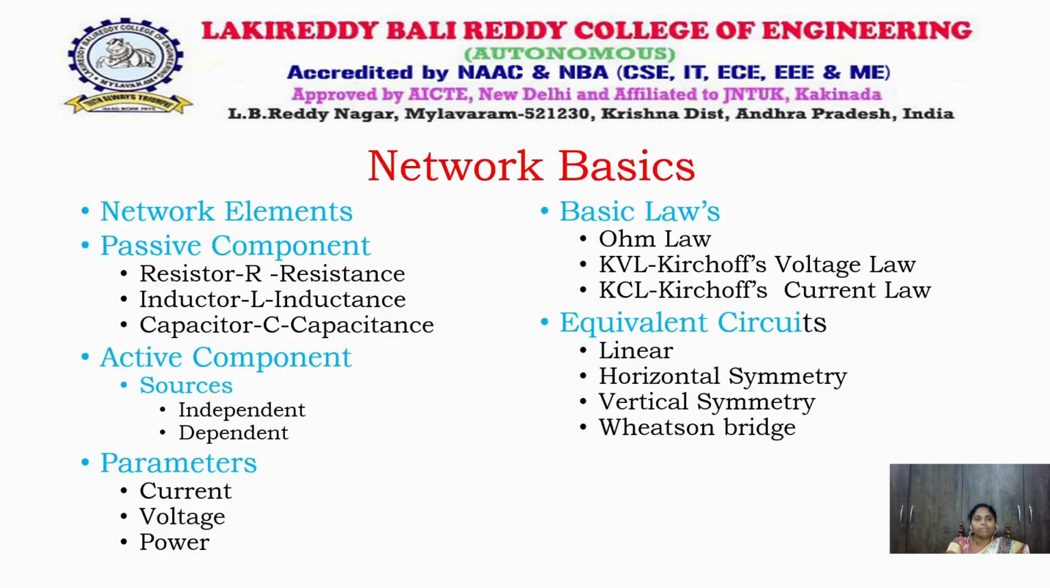Above all, what are the basic elements? Here we have passive elements like resistor, inductor and capacitor, and then active elements which are the sources, which can be a combination of independent and dependent, and the parameters we are considering are current or voltage. And the basic laws that we have gone through are Ohm's law, Kirchhoff's voltage law and Kirchhoff's current law. So we have gone through all these basic levels of understanding regarding the network.